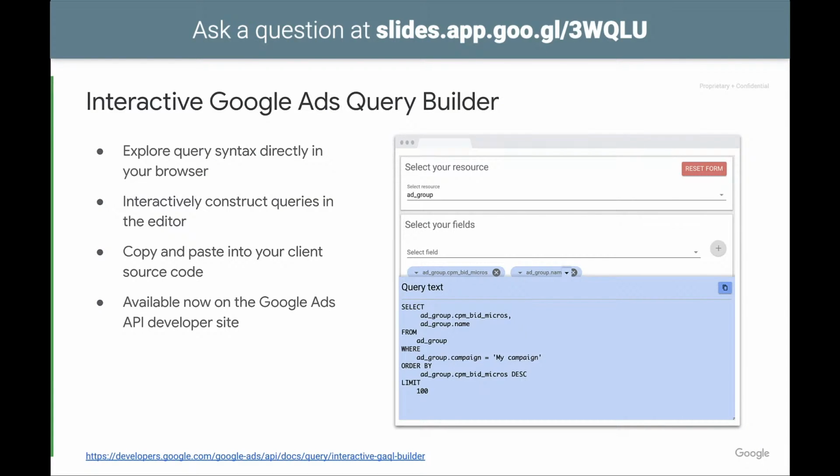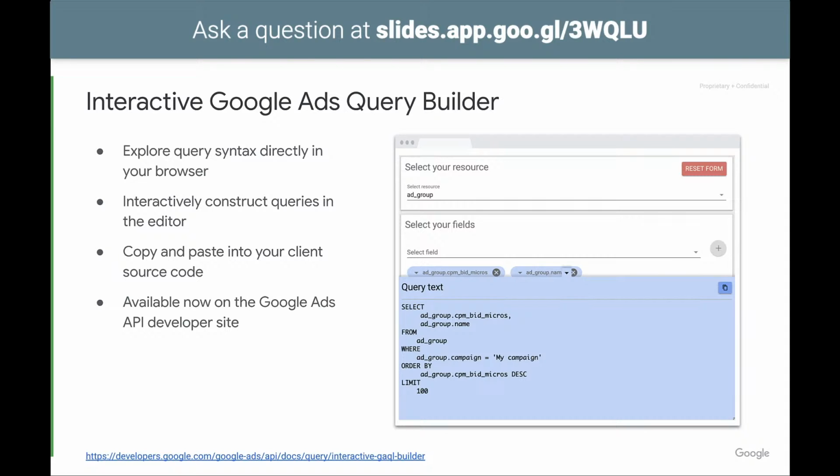And what you can do is explore the query syntax directly in your browser. What's cool about it is that it dynamically populates all of the fields that are available to you based on your selections. So the first thing you do is select a resource. And then you select what fields would go in your select clause. Now that is populated dynamically to only include the fields that are available when ad group is the resource in your from clause.